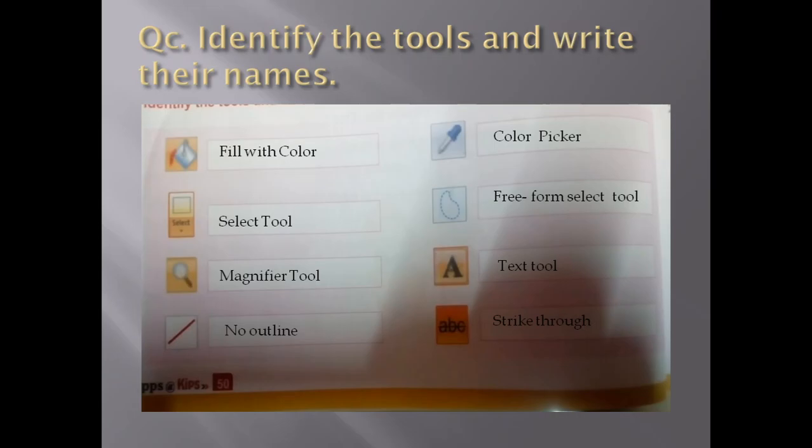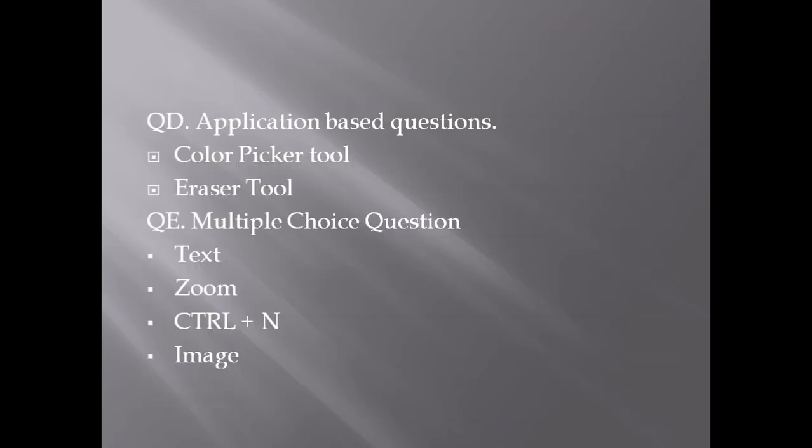Fine. Now today we are going to do question D, page number 51, application based questions. Number 1: Kirti has drawn a pink car in Paint. She wants to fill the same pink color in another object. Which tool did she use to select the same color? So what is the answer? Color picker tool, right? To copy color from one object to another, we use the color picker tool.